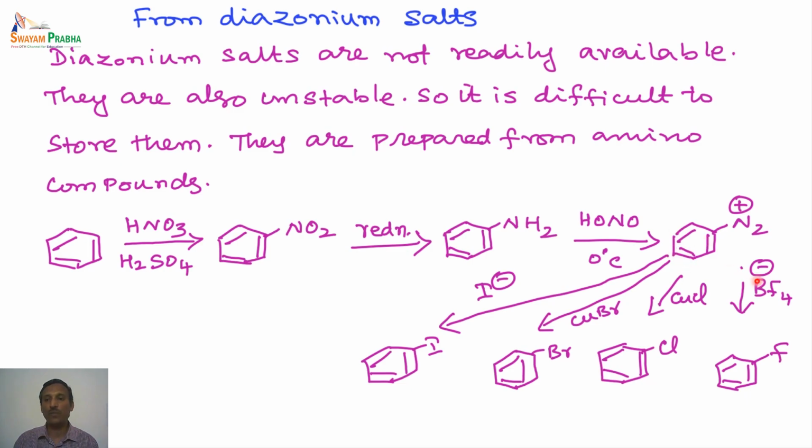This diazonium salt can be reacted with BF4 minus to make the fluoro derivative, that is, fluorobenzene can be prepared using this method. If we use copper chloride or copper bromide, we can get the chlorobenzene or the bromobenzene respectively, and KI can be used to prepare the iodobenzene. So in other words, even though the diazonium compounds are a little bit unstable, this diazonium method actually leads to the formation of all the 4 halogen derivatives. So this is the most preferred method for the preparation of aryl halides.